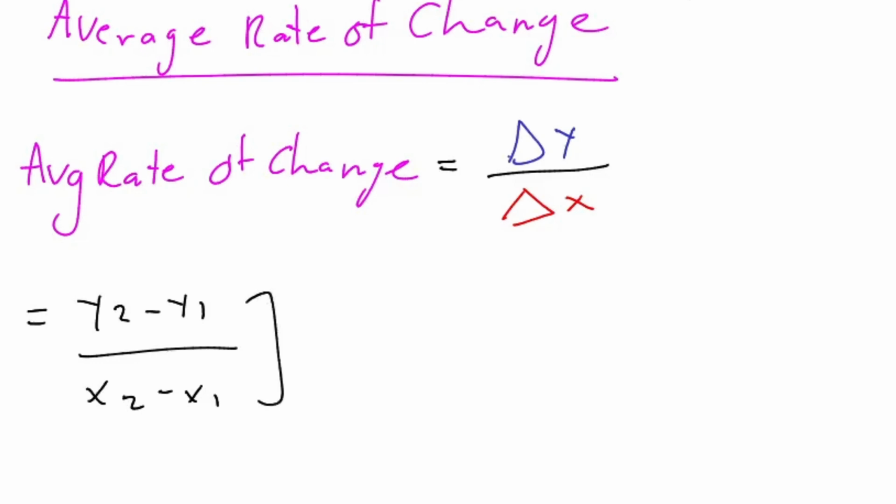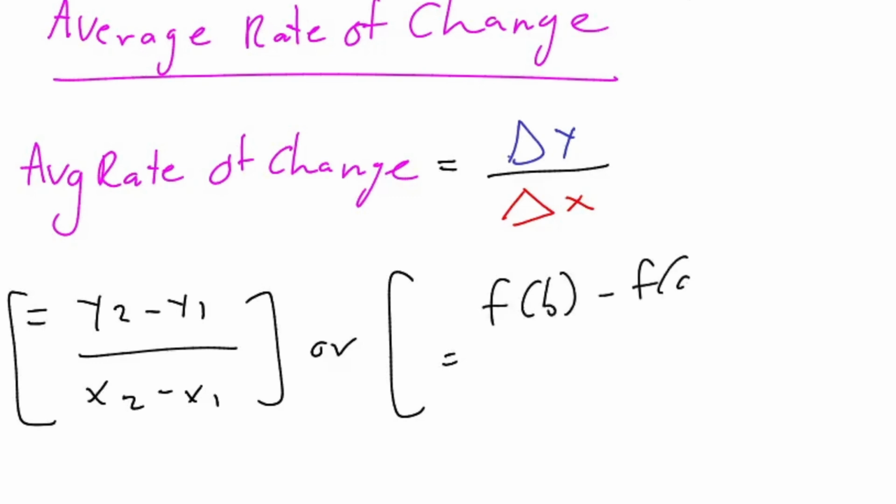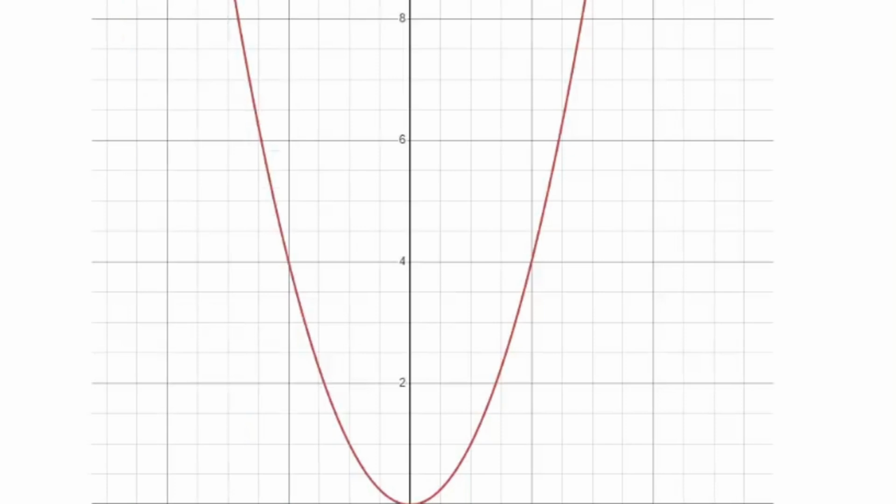Or you may say it like this. You may see it like your f of b minus your f of a over b minus a. This is practically the same thing, right? All these three things are equal. They're all the average rate of change. Alright, so this is something important to know, right?